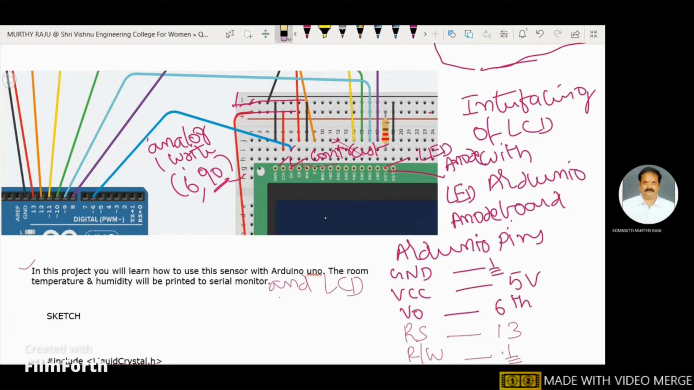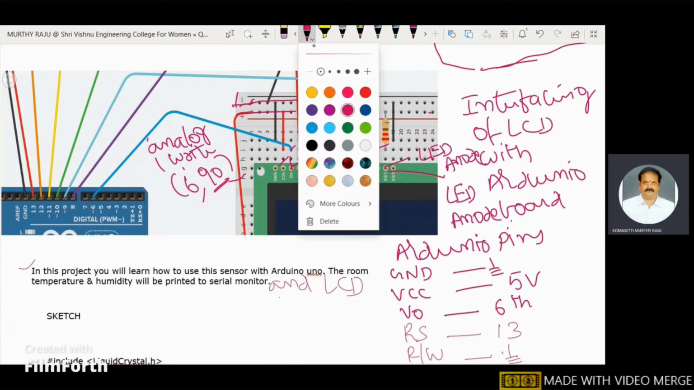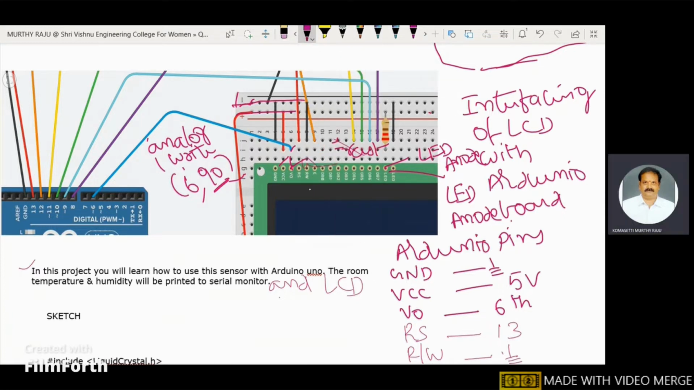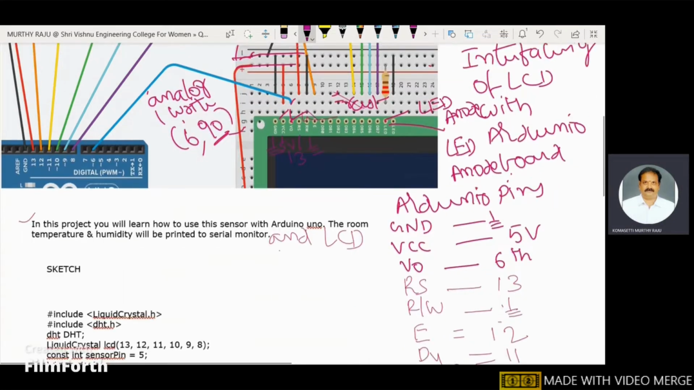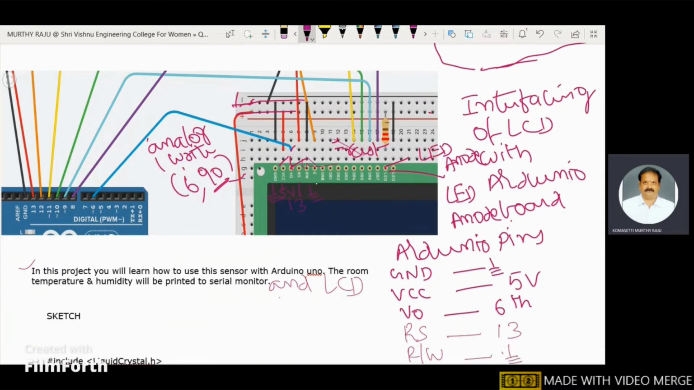Coming to these pins: the 13th pin is connected to RS. The read write pin is connected to ground. Here 5 volts. Come to the enable pin. The enable pin is connected to the 12th pin of the Arduino board. And D0, D1, D2, D3 are not connected.